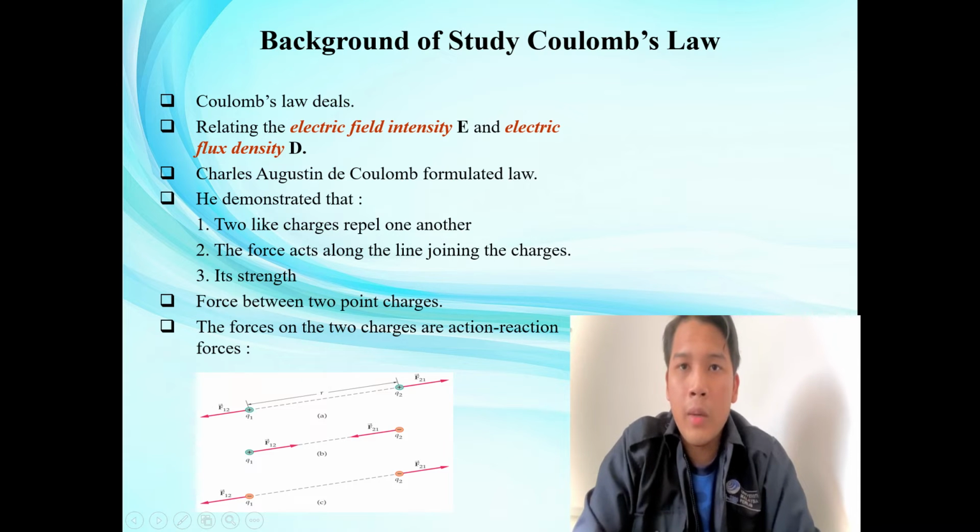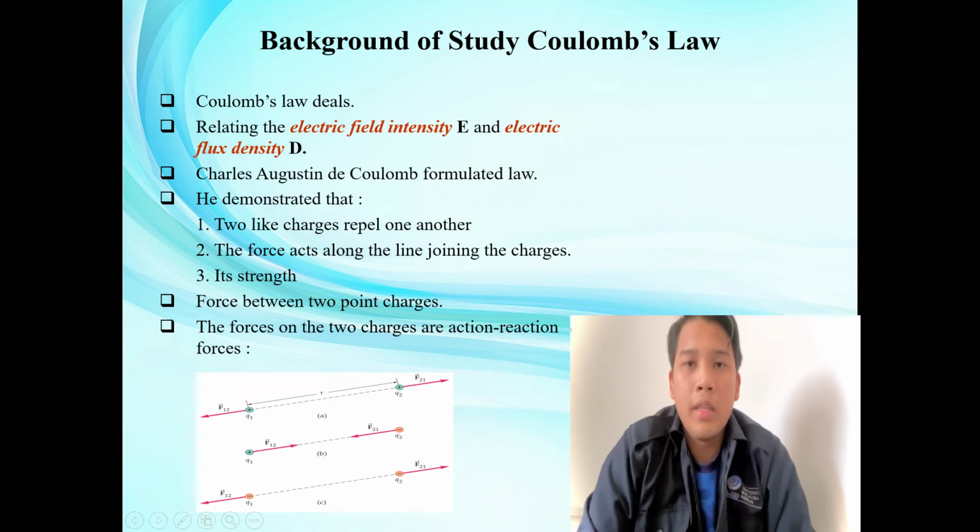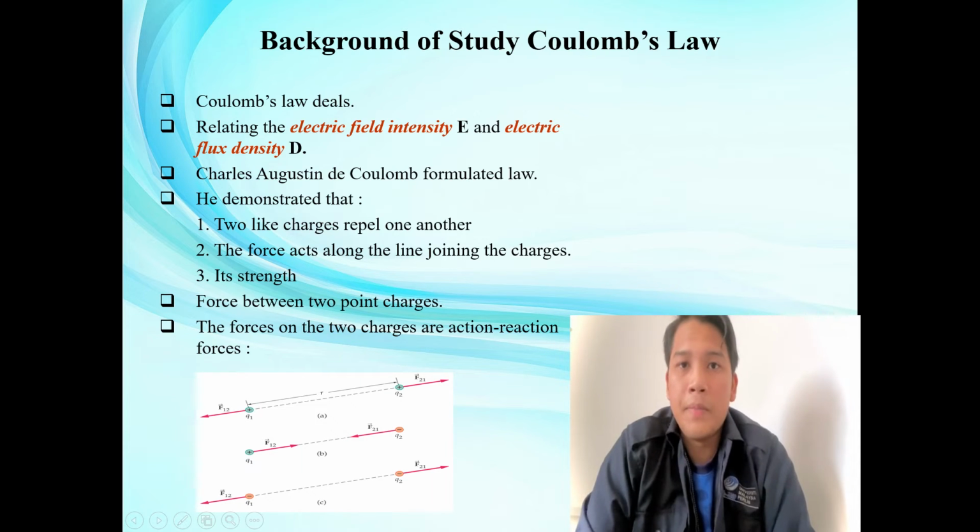I want to talk about the background of studies of Coulomb's law. Coulomb's law deals with the force a point charge exerts on another point charge. It can be used to develop expressions relating the electric field intensity E and electric flux density D.